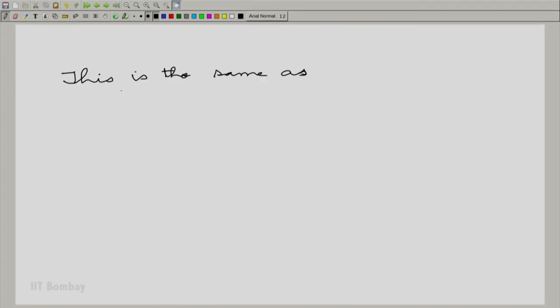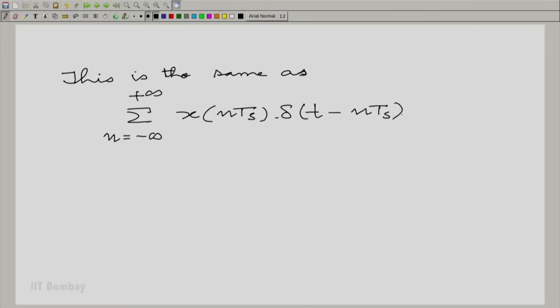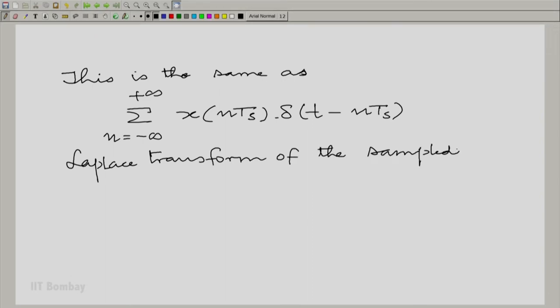This is the same as, by using the fact that if you multiply a continuous function with an impulse, it essentially picks the value of the function at the point of the impulse. So, you could now look at the Laplace transform of the sampled signal.